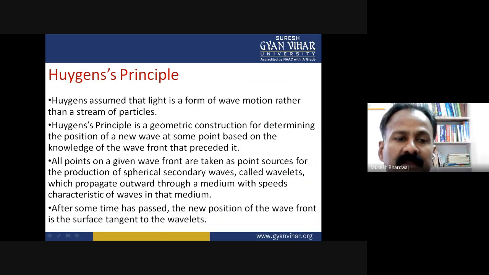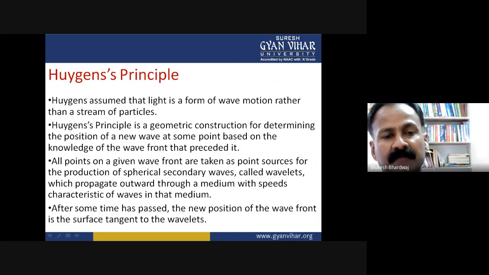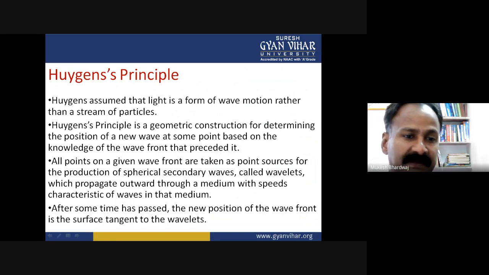All points on a given wavefront are taken as point sources for the production of spherical secondary waves called wavelets, which propagate outward through a medium with speeds characteristic of waves in that medium. After some time has passed, the new position of the wavefront is the surface tangent to the wavelets.